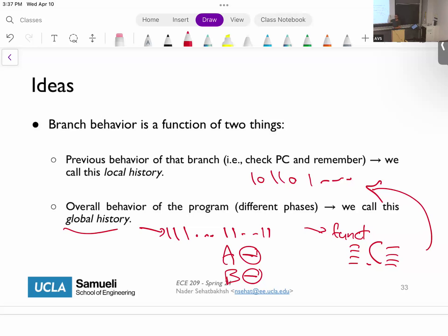Now, the fundamental question is, how much global and how much local should I mix? Should I prioritize local over global? Should it be half-half? Should it be more global and less local? What is the right way of mixing these two? And this is the story of different branch predictors. This is probably what you're going to do in your computer assignments as well. They're going to try different things and see which one works. Okay.